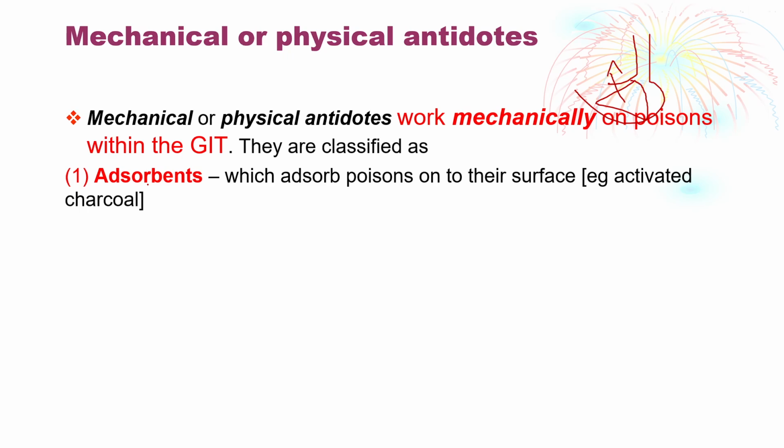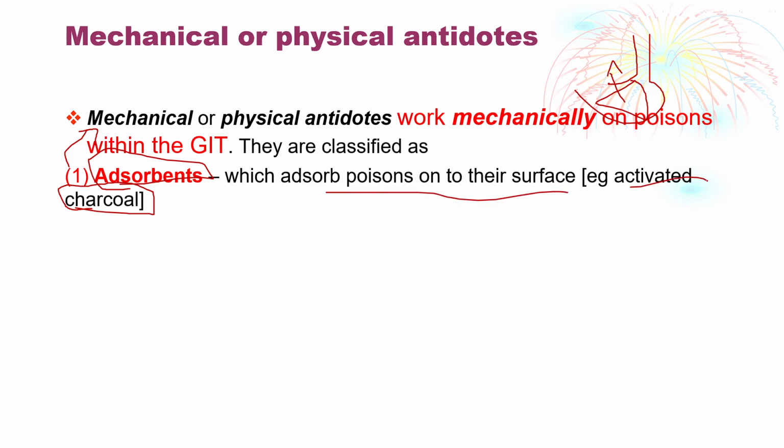They are further classified as adsorbents. Adsorbents are like a sponge, they have the ability to soak up everything into themselves. A top example is charcoal. What is charcoal? How is charcoal produced? We're going to discuss that as well today. So adsorbents are those antidotes. If I specifically say, adsorbents are those mechanical or physical antidotes which have a high property to adsorb poison on their surfaces.